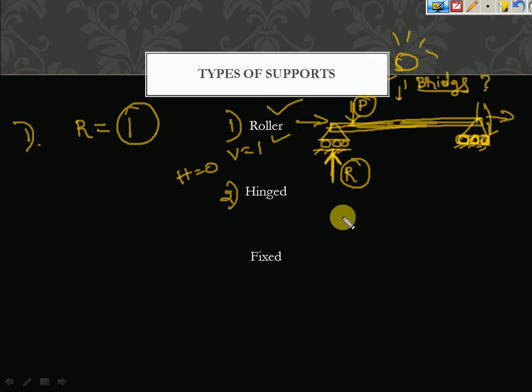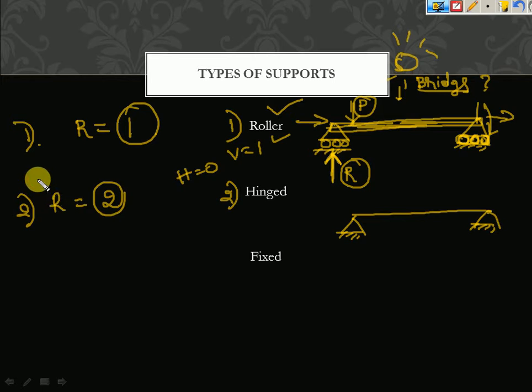So the next one is hinged support. In this hinged support, the number of reactions is 2. They may directly ask what is the number of reactions in a hinge. That is one horizontal and the other one vertical. But what about moment? Moment is not there in hinged support.